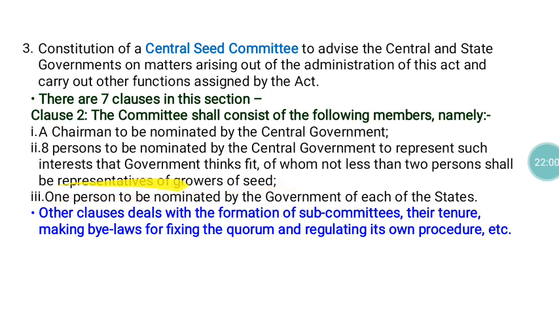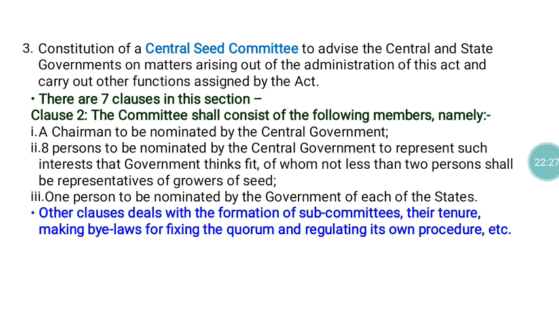So here the seed growers are also included as members of the Central Seed Committee. So two representatives are there for seed growers. And then apart from that, eight members, one person to be nominated by the government of each of the states. So this is as far as the members and chairman of the Central Seed Committee are concerned.